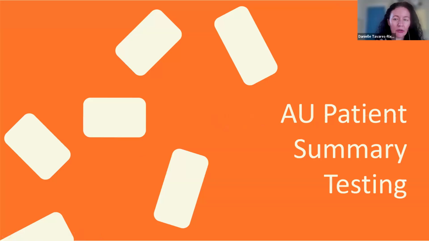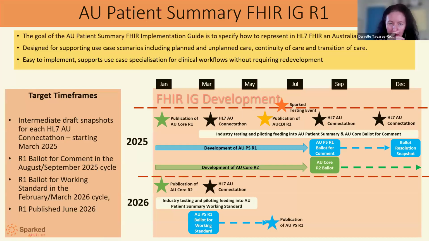So let's go through to the patient summary FHIR IG testing. We've started doing this at the Connectathon. So a bit of a recap here. This is the overall time frame that we have been looking at when we started this project, about what we're looking to achieve in terms of a first release of a patient summary FHIR IG, and looking at our timeframes, which you can see there's also AU Core on this because we are dependent on AU Core. I don't have IPS added, but if I had concrete timeframes from IPS, we would.